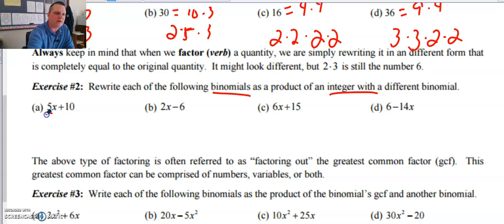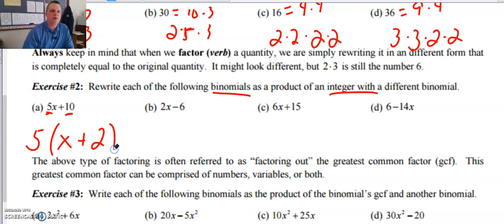So when I look at these values, 5 and 10, can I take something out in common if you were to do a prime factorization? Well, I could take out a 5. So therefore, I'm left with an x plus 2. Because you want to be able to redistribute that 5 and end up with the original binomial that you started with. And you always want to take out the largest because they're going to want you to factor completely.